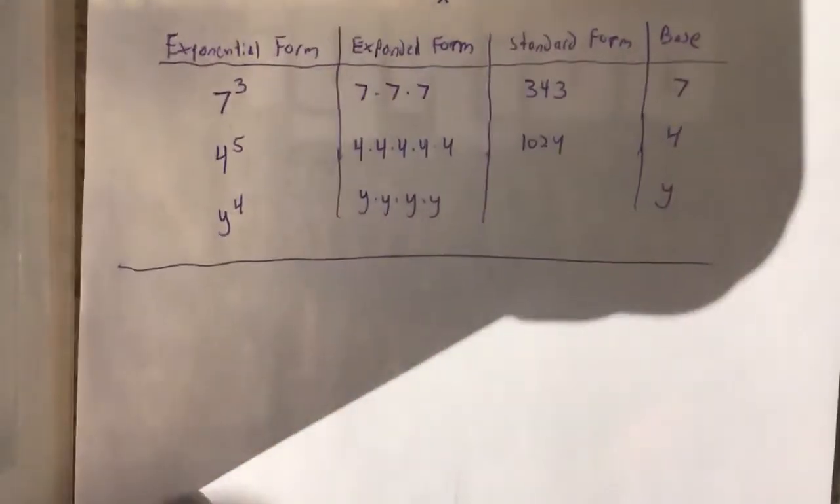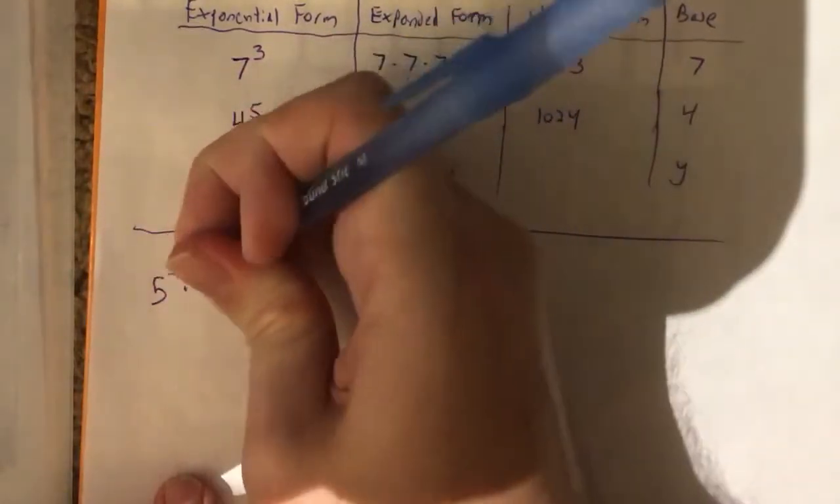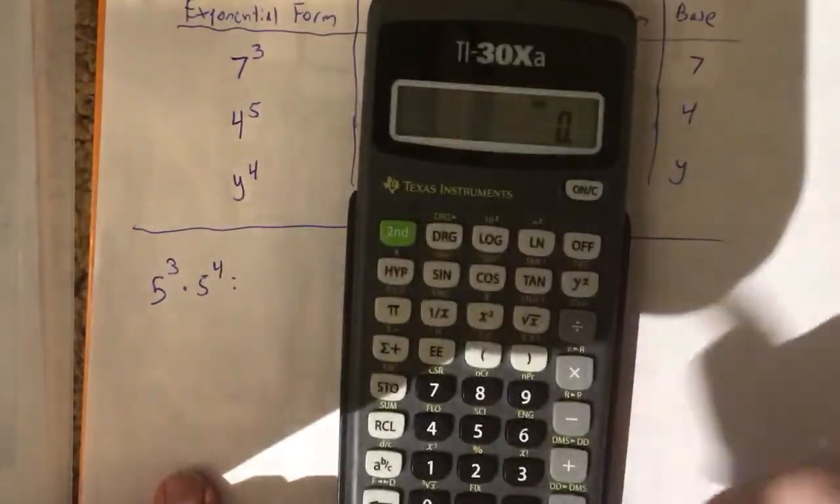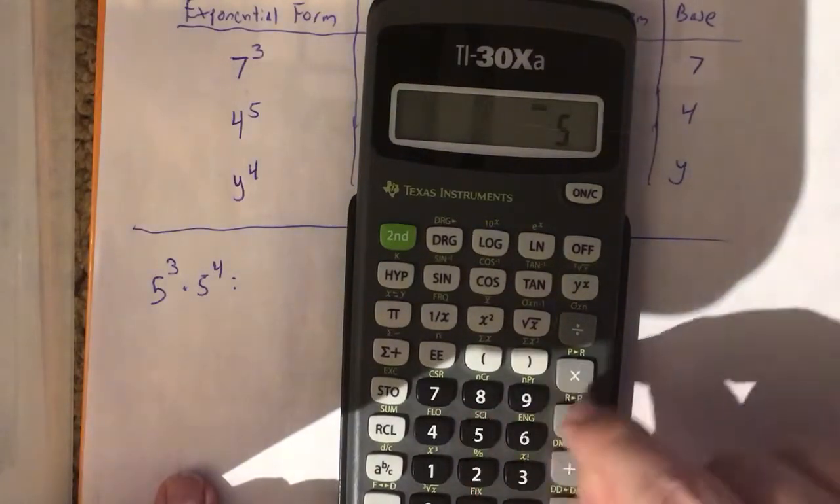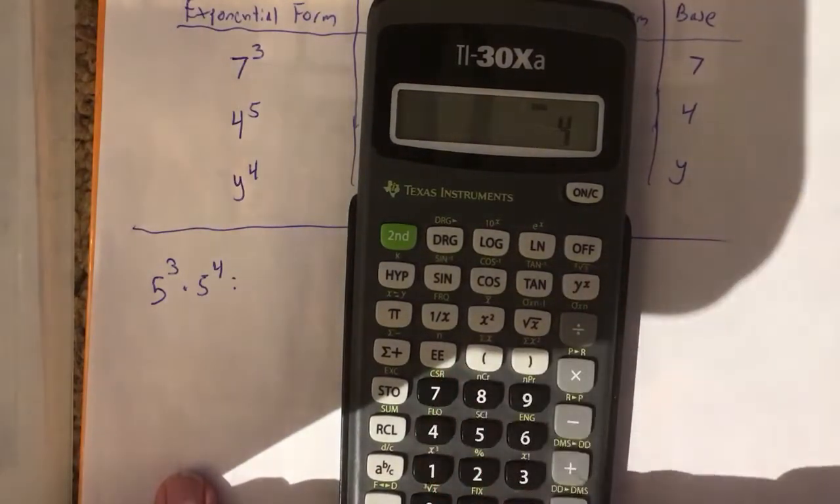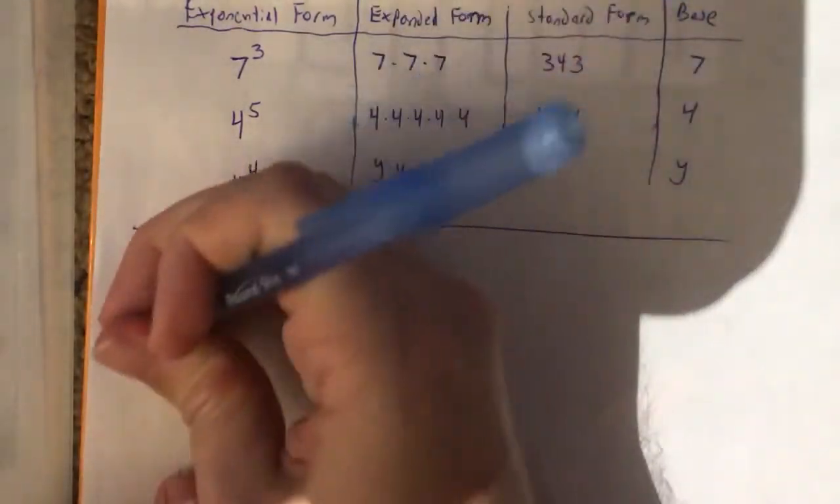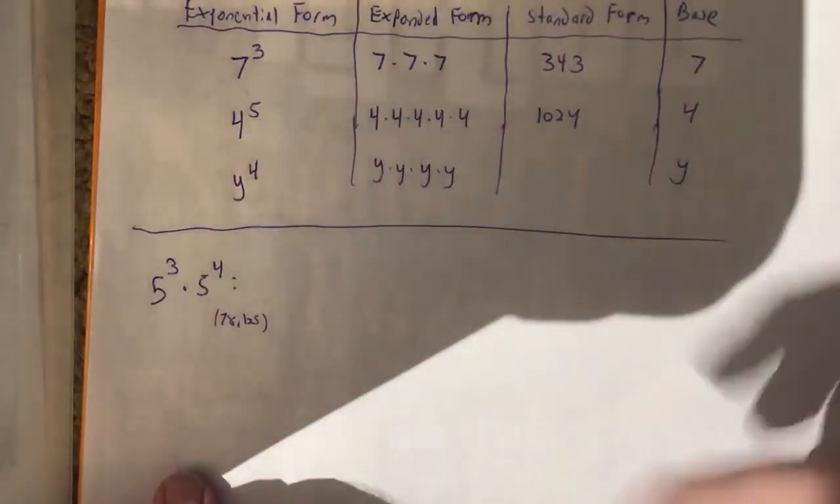So I'll just put a line there and continue. Let's say now I wanted to multiply two numbers in exponential form. Let's do 5 to the third times 5 to the fourth. If I try to do that on my calculator, I'll get 78,125. So I'll make a little note underneath it, 78,125, so we can check.